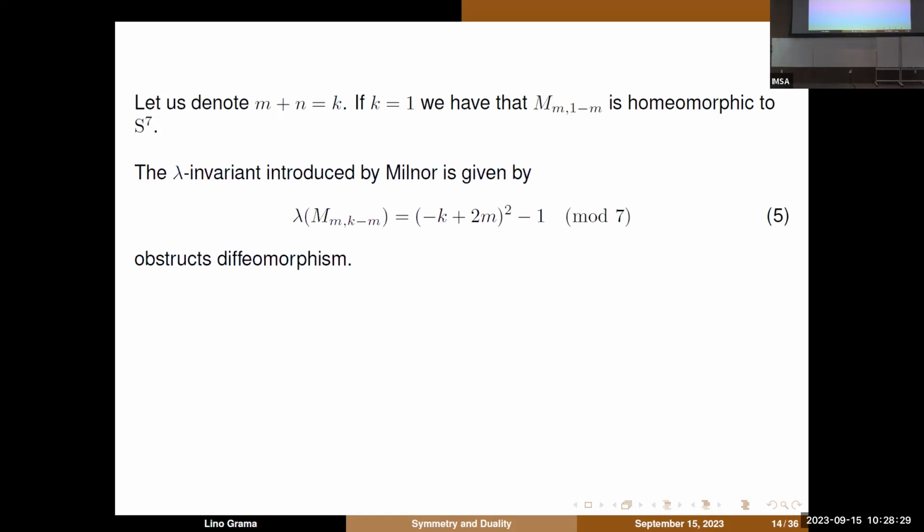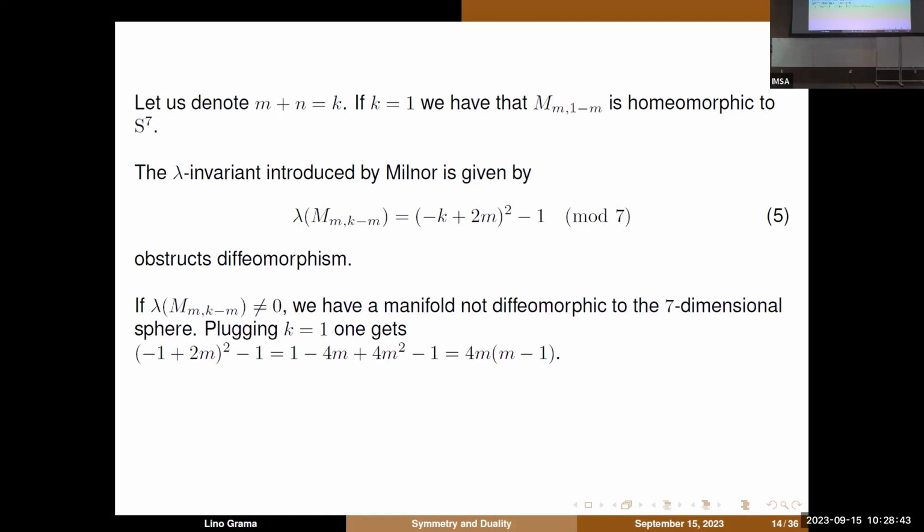And Milnor introduced this lambda invariant, and this number is an obstruction to diffeomorphism of the 7-spheres. In this case, if lambda of the manifold is not equal to 0, the manifold is not diffeomorphic to the 7-dimensional sphere. And if we plug in our situation, m plus n equal to 1, the lambda invariant is just m times n plus 1 mod 7. Okay, this is very useful to detect when a manifold is homeomorphic but not diffeomorphic.